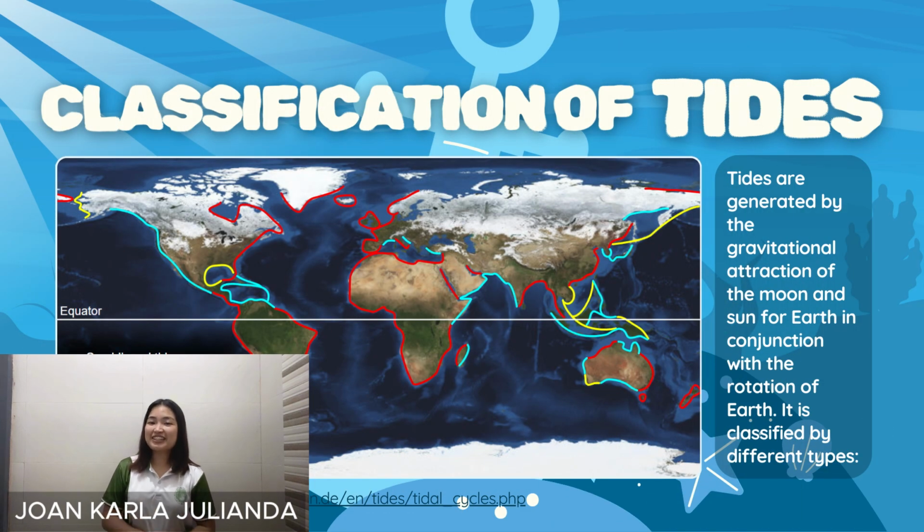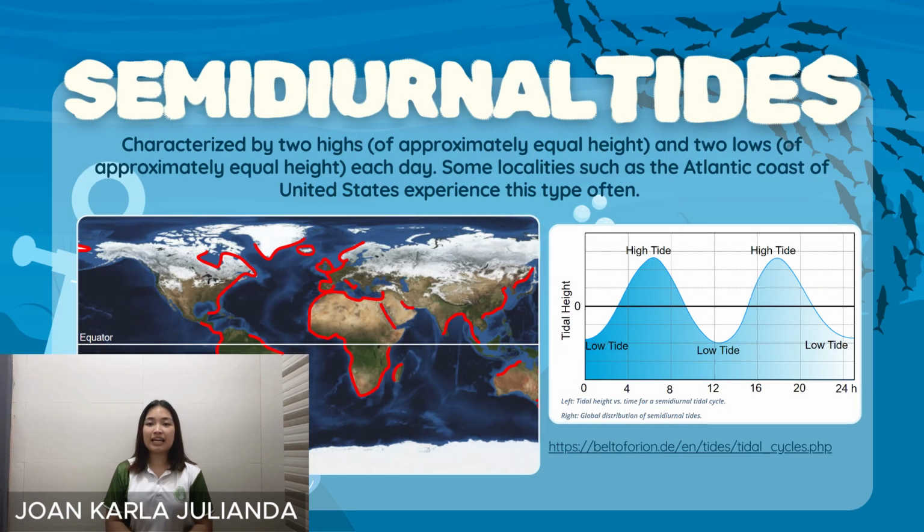Tides are generated by the gravitational attraction of the moon and also the sun for Earth. In conjunction with the rotation of the Earth, it is classified in different types. Well, come on, let's learn more about these types. Number 1, we have the semi-diurnal tides.